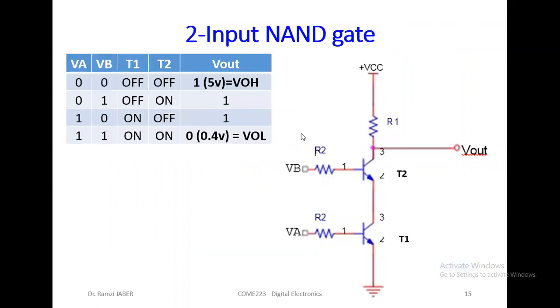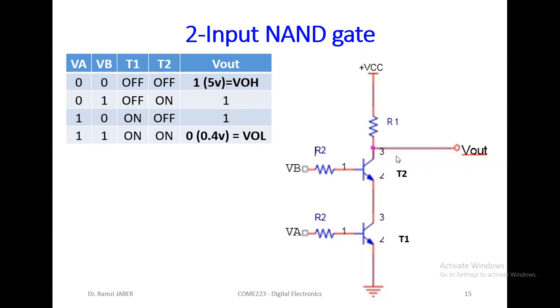Now, 2 input NAND gate. In NOR, we put 2 transistors in parallel. In NAND, we put 2 transistors in series. So we have 2 transistors in series with the ground, not in parallel. In parallel becomes NOR. Put it in series, becomes NAND. So what is the output of NAND? It is the opposite of AND. AND will give us 0, 0, 0, 1. NAND will give us the inverse, 1, 1, 1, 0.